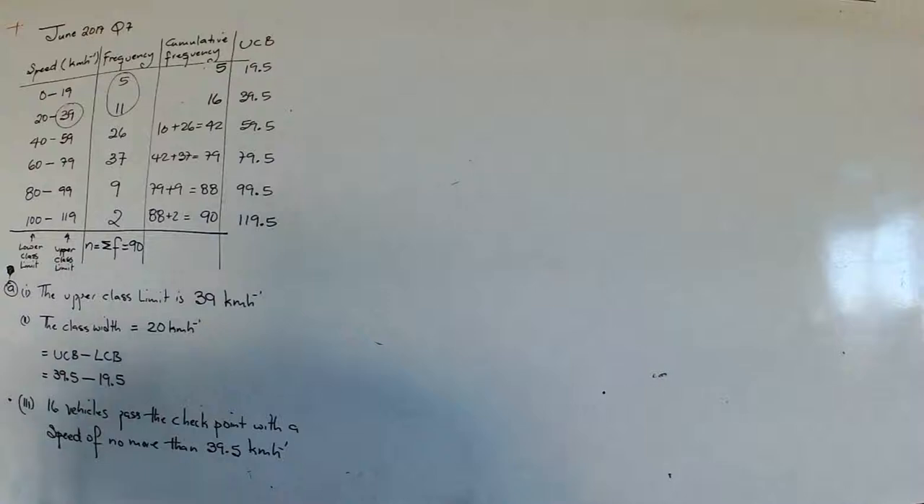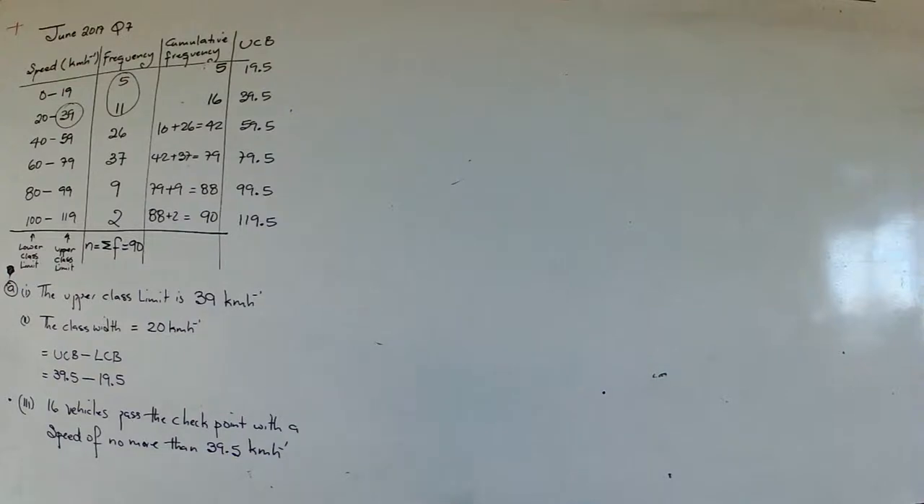119.5. Those are the upper class boundary. How do we get the upper class boundary? We must add 0.5 to the upper class limit.